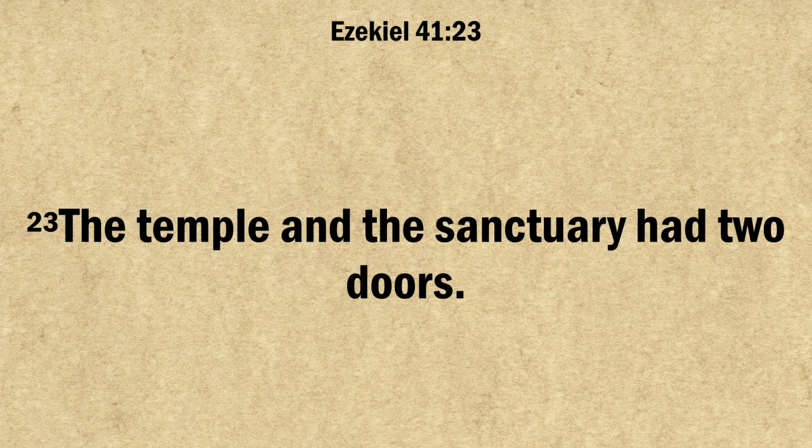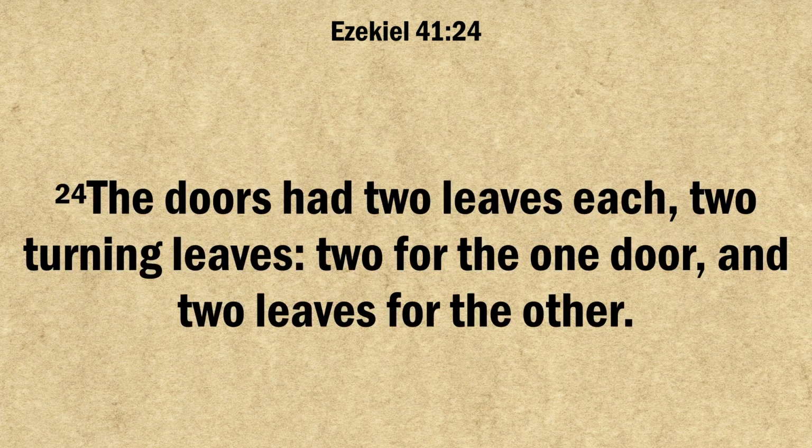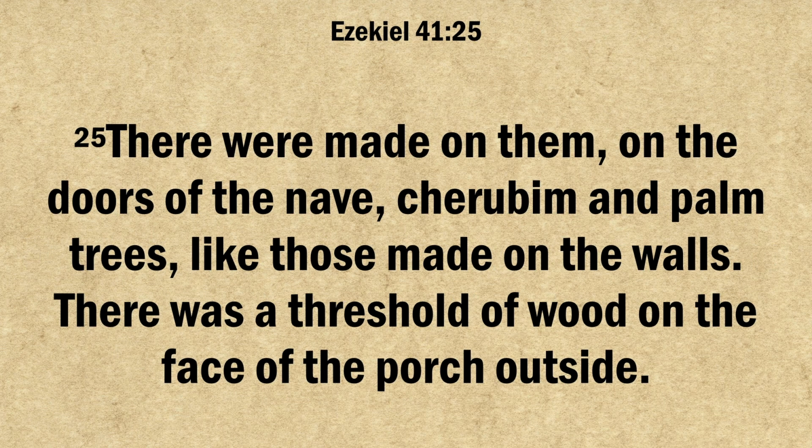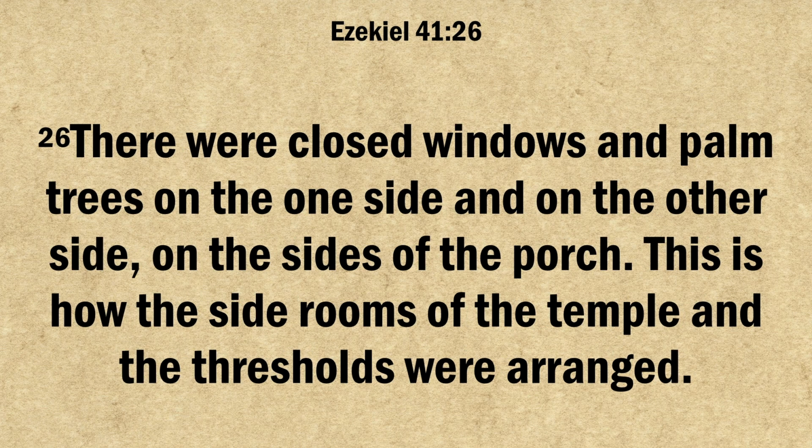The temple and the sanctuary had 2 doors. The doors had 2 leaves each, 2 turning leaves, 2 for the one door, and 2 leaves for the other. There were made on them, on the doors of the nave, cherubim and palm trees, like those made on the walls. There was a threshold of wood on the face of the porch outside. There were closed windows and palm trees on the one side and on the other side, on the sides of the porch. This is how the side rooms of the temple and the thresholds were arranged.